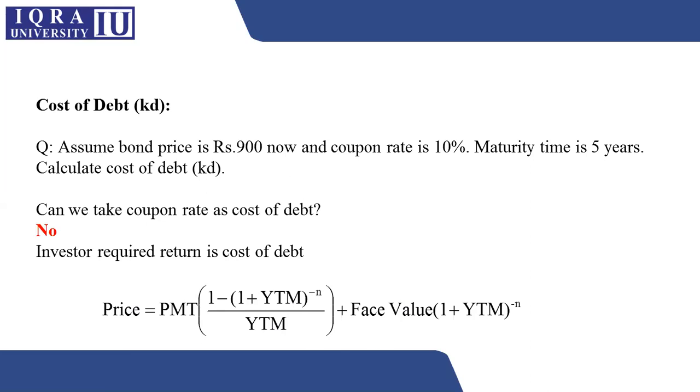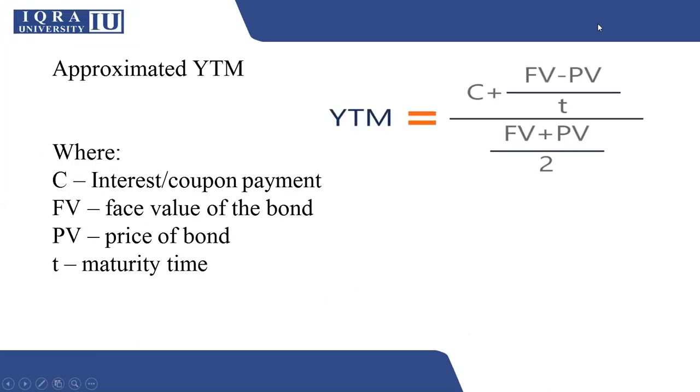If this is not equal, it means that you need to try more and more rates to find the investor required return. Since this is somehow quite tedious, there is another shortcut method that you are already quite familiar with. Of course, it's not necessary that it will give you a correct answer, but it can give you a close approach that you can take.